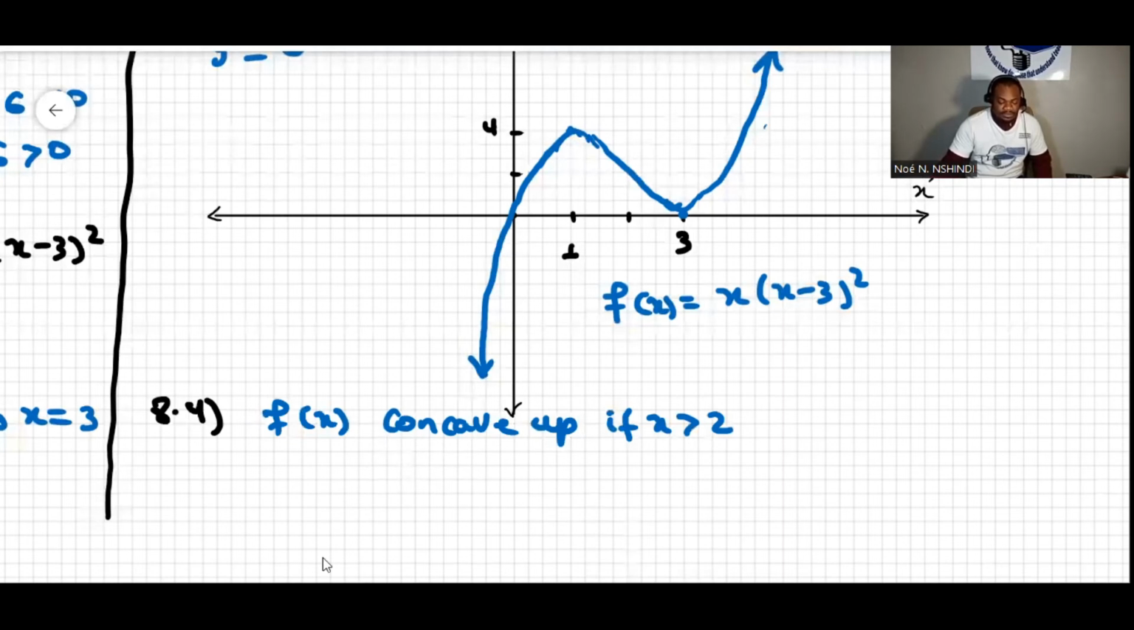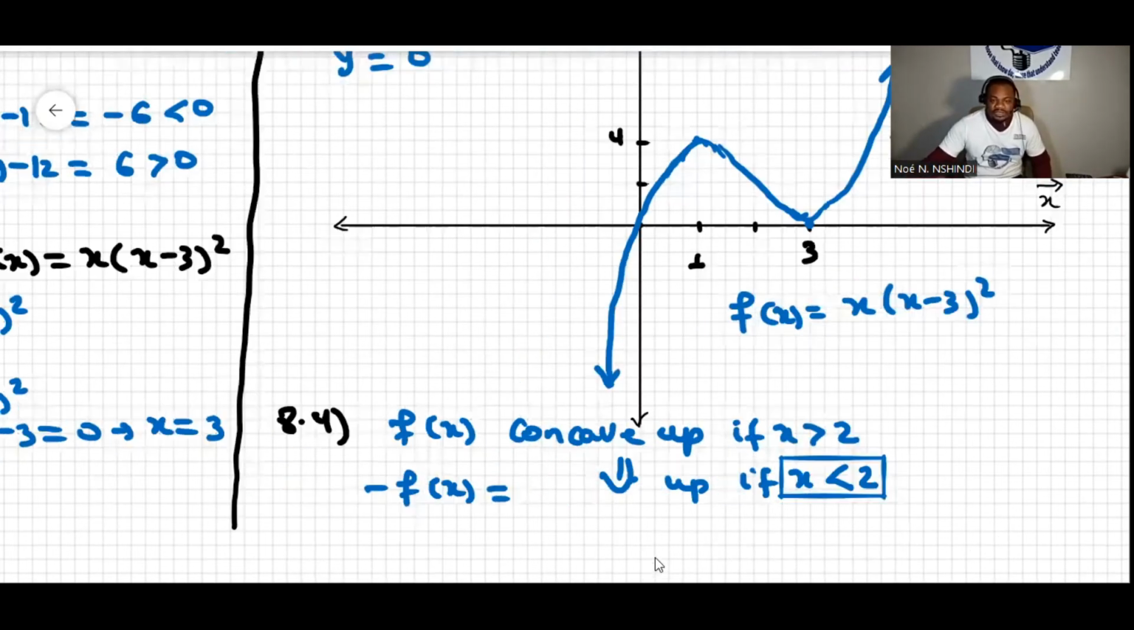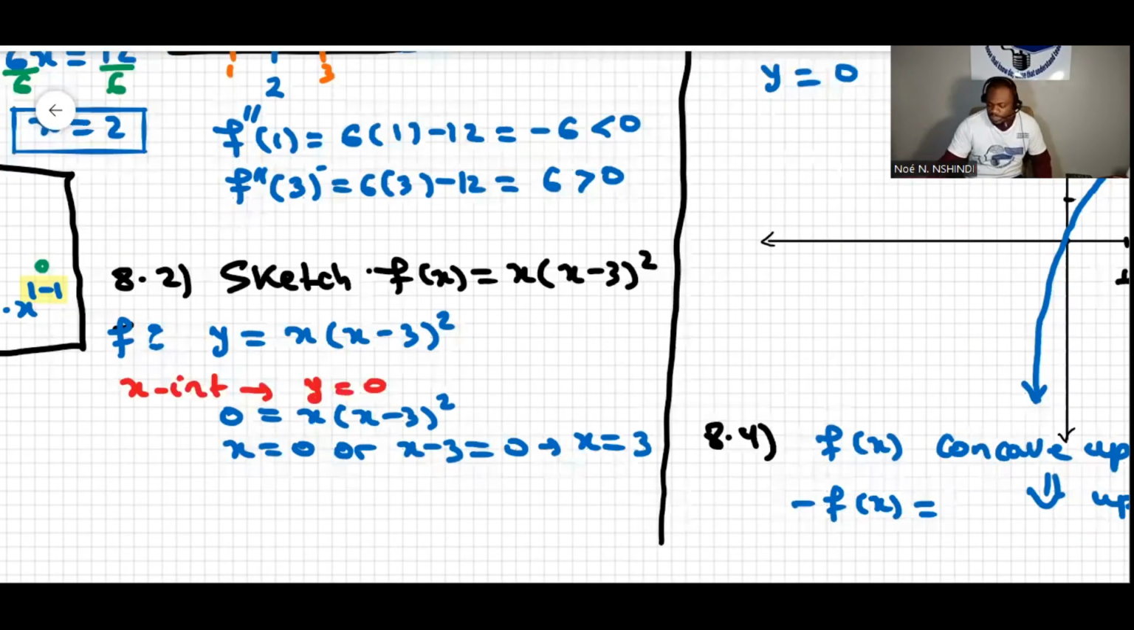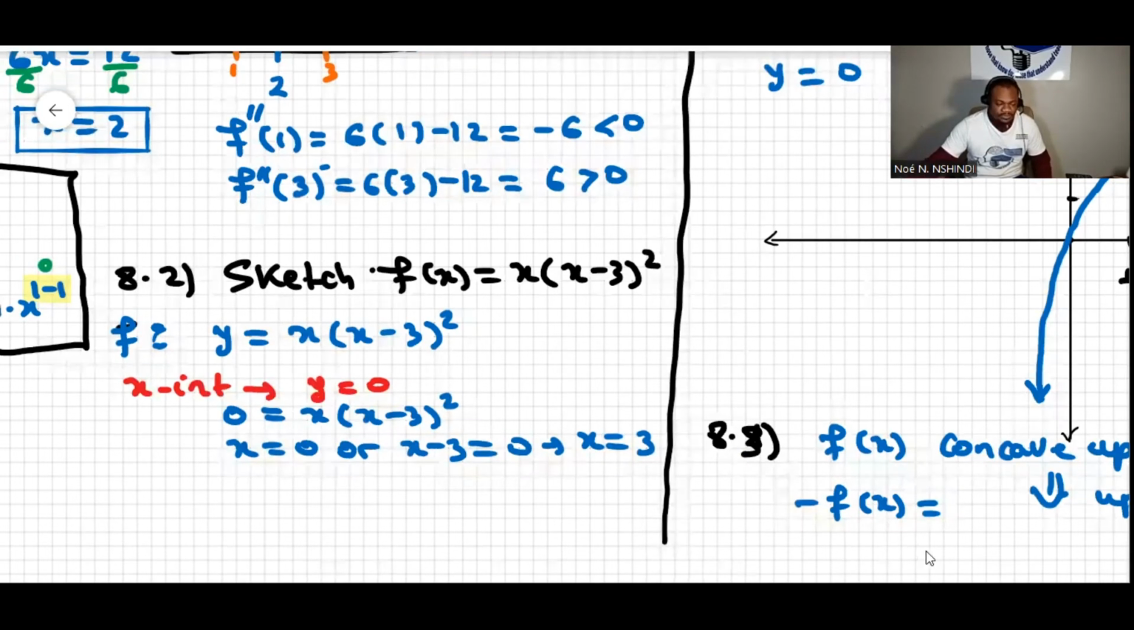Now, negative f of x then. Okay, negative f of x. This will be concave up if x is less than 2. So this is the answer. The following question, that was 8.3 actually. Now we're going to do question 8.4.